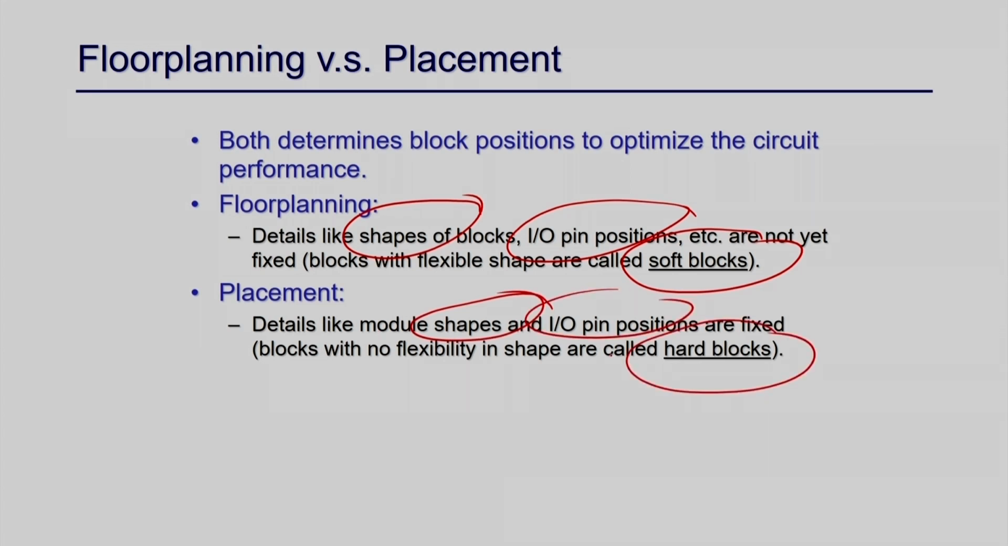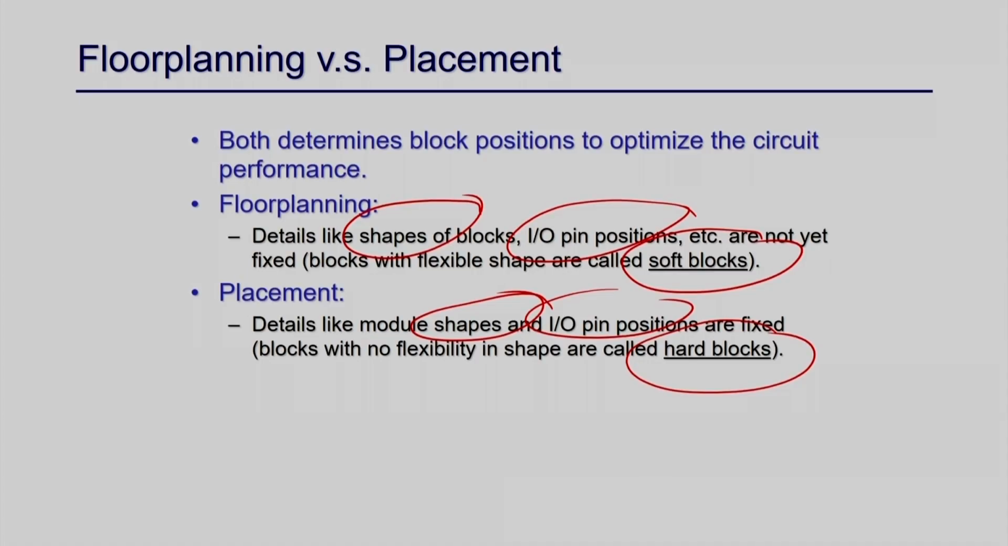So in soft block I have other options, like I can take a different aspect ratio and try to fit in, but in placement time all the blocks are fixed height and width. So it's a kind of hard block, I cannot make any change in the aspect ratio. So that is the difference, though both actually try to find the position of the circuit.